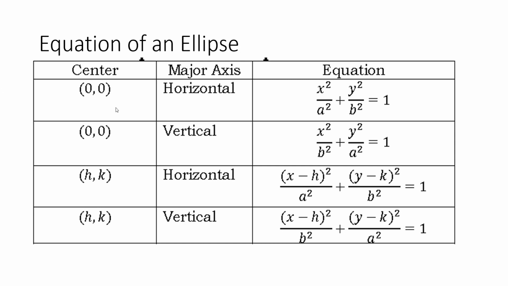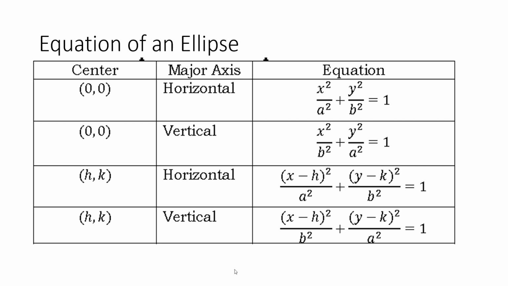Now, if the center is at the origin and then the major axis would be vertical, meaning patayo. Okay, then we have x squared over b squared plus y squared over a squared equals 1. Dito naman, as we can see here, the a squared would be the denominator of y squared. So, ang pagkakaiba ng dalawa, pag horizontal, si a squared magiging denominator ni x squared. Sa vertical, si a squared naman magiging denominator ni y squared.